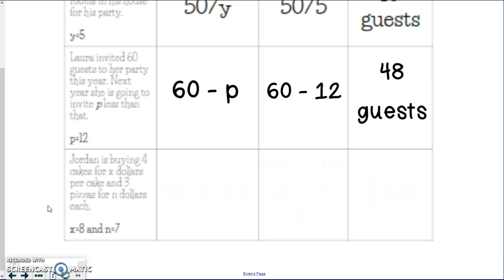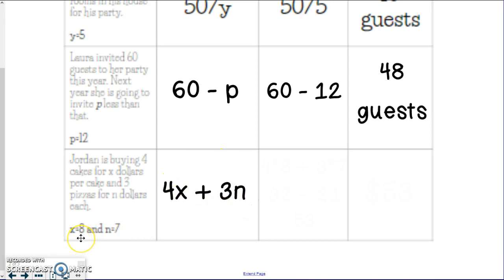But how do I bring it all together, right? I know it doesn't say this, but the point is we're trying to figure out what the total cost would be from buying the cakes and buying the pizzas. So we're going to add those. So we got 4X to represent the cakes, 4, and they cost so much per cake. And then 3 pizzas costing so much per pizza, and then adding them together to find the total cost.